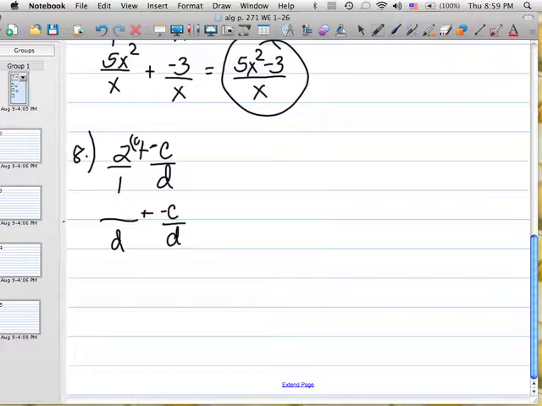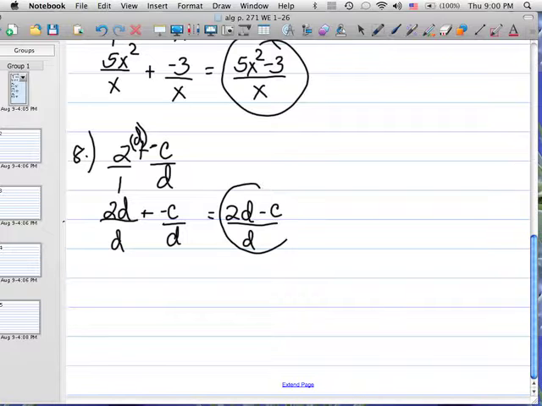Multiply the 2 by d, so they have the same denominators, we get 2d. Adding the numerators now, we get 2d minus c over d. And again, this can't be factored, nothing can be canceled.